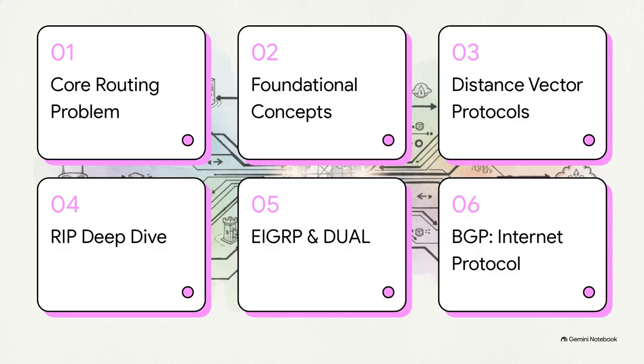So, here is our roadmap for today. Number 1, the core routing problem. 2, foundational concepts. 3, distance vector protocols. 4, a RIP deep dive. 5, EIGRP and DUAL. And finally 6, BGP, the Internet Protocol.